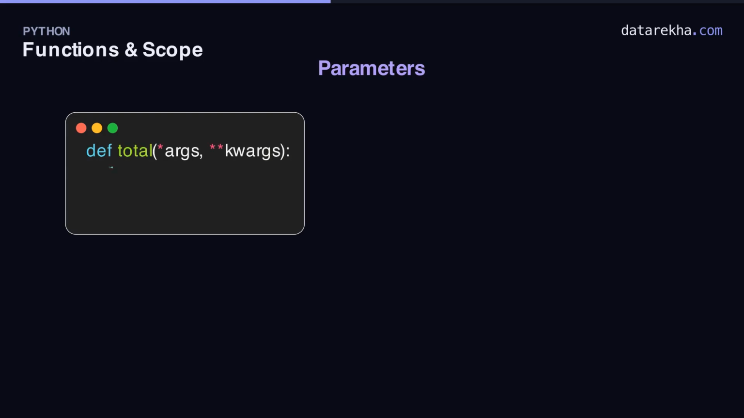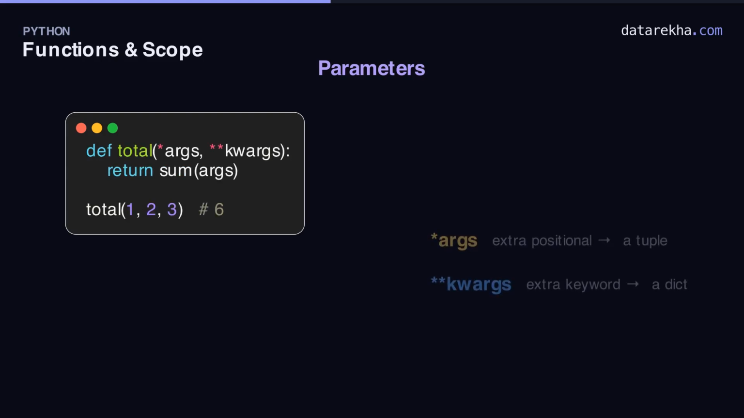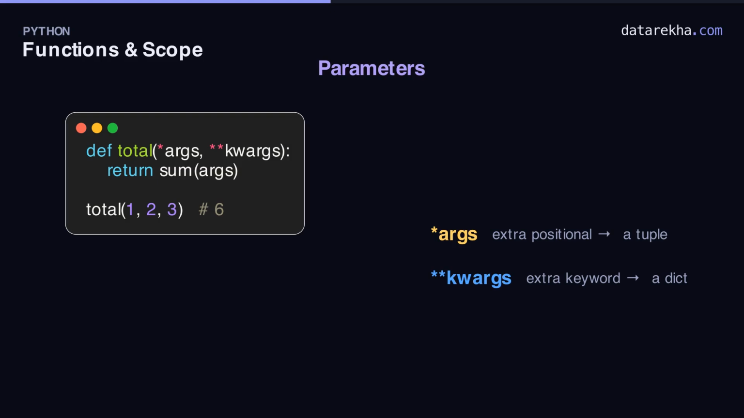Tomorrow you will meet often. A star before a parameter, star args, collects any extra positional arguments into a tuple. Double star kwargs collects extra keyword arguments into a dictionary. Together, they let a function accept as many inputs as you like. total of 1, 2, 3 simply sums them to 6.